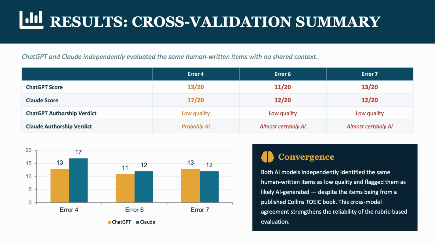Let me give you the specifics. 3 human items, errors 4, 6, and 7, received notably low scores from ChatGPT, between 11 and 13 out of 20. When Claude evaluated them independently, it arrived at very similar scores, 17, 12, and 12 respectively. And in all 3 cases, Claude concluded that these items were probably or almost certainly generated by AI.